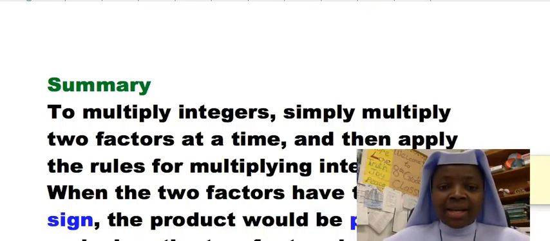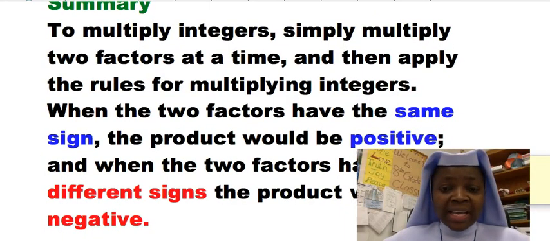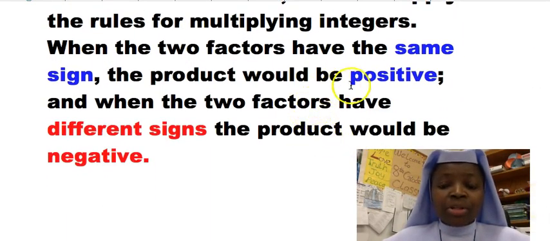Ask me a question. Now, to summarize, to multiply integers, simply multiply two factors at a time, and then apply the rules for multiplying integers. What are the rules again? When the two factors have the same sign, the product will be positive. And when the two factors have different signs, the product will be negative.